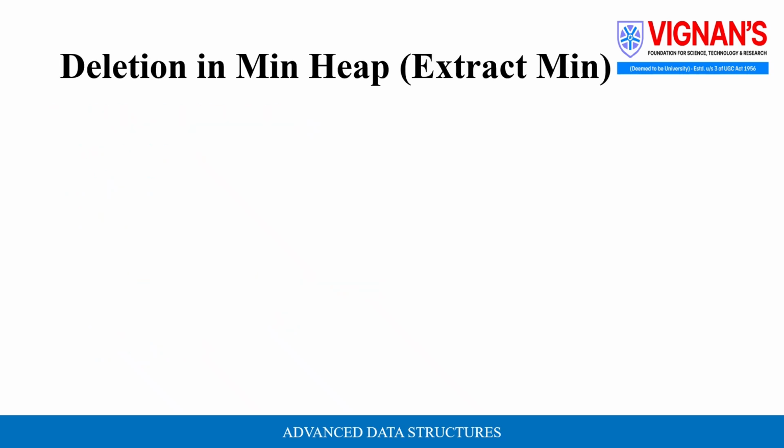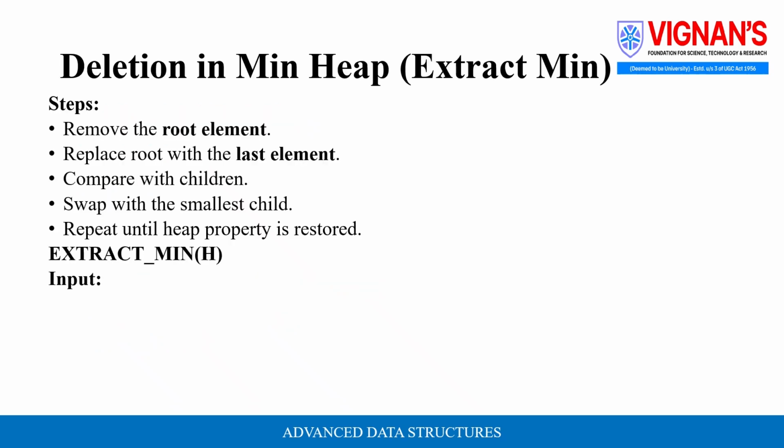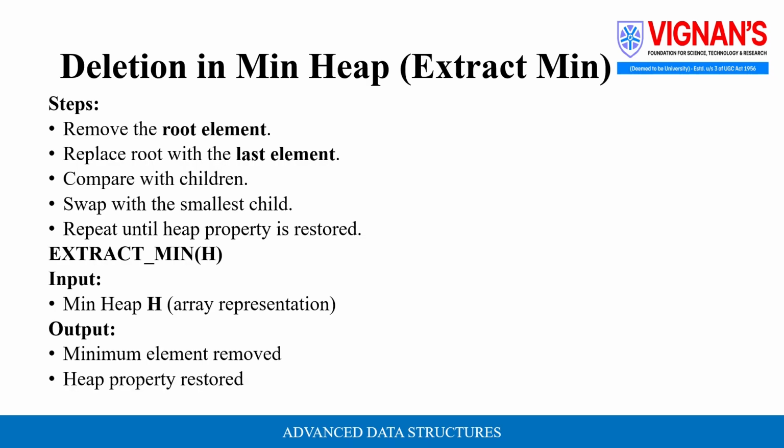Deletion in a min heap, also called extract minimum, is the operation used to remove the smallest element from the heap. First, remove the root element, because the root always contains the minimum value. Next, replace the root with the last element in the heap. This maintains the complete binary tree structure.